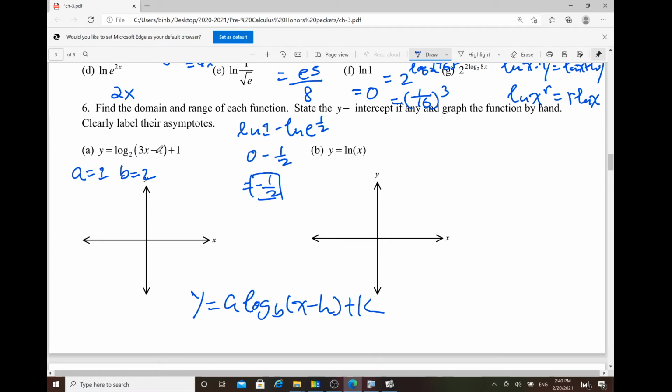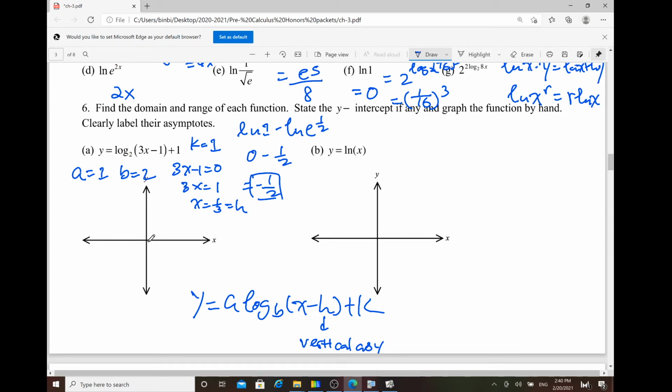So what we can do is set 3x minus 1 equals 0 and solve for x. Whatever value of x you find for this 0 will be considered the value of h. So 3x equals 1, which means x equals 1/3. So h is 1/3, and the value of k is 1. Back to the exponential function, the value of k is always the horizontal asymptote, but log is the inverse of the exponential function. So that means the value of h would be the vertical asymptote.